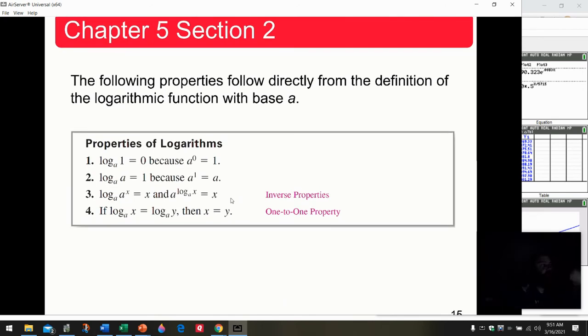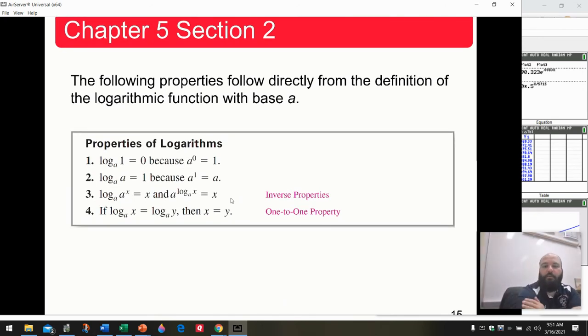But before that, we need to look at some log properties. Now, in the next few sections, I'm going to be giving you quite a few log rules that you will need to know how to use in order to solve various logarithmic or exponential equations. And there's quite a few log rules. In fact, what I normally do is have students take an index card and write all of those rules on the index card so you have it as a handy guide or a reference as you're working with these. You will be able to look at that and determine which formula you need to use.